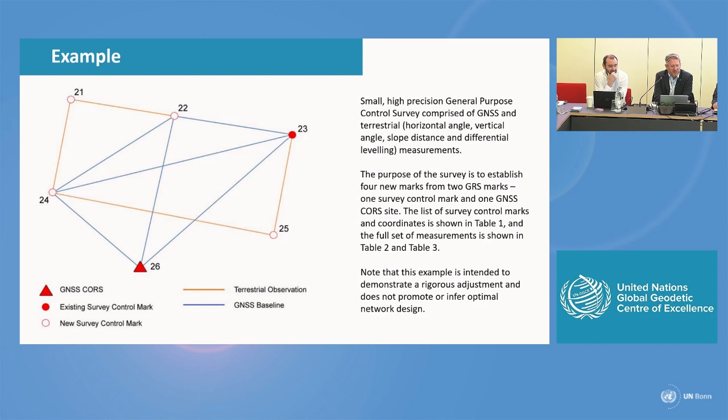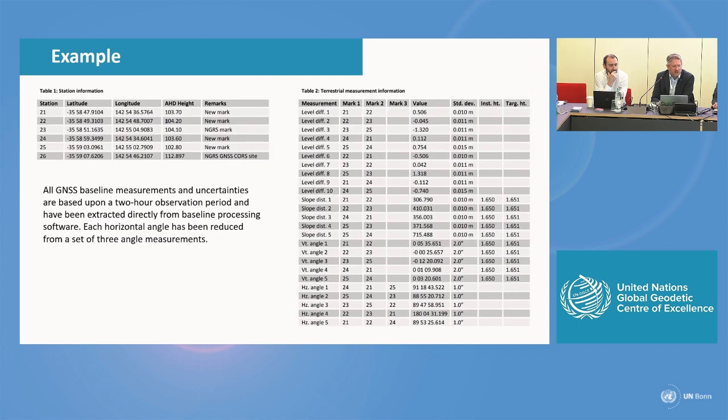And the list of the survey control marks and coordinates is shown on the next page. I'll get to that in a minute. So here's the example of your station information on the left-hand side and the terrestrial measurement information that you've taken to measure the level differences, slope distances, and vertical angles and horizontal angles between all these marks. So all the different GNSS baseline measurements and the uncertainties were based on only 2 hours of observation in this example.